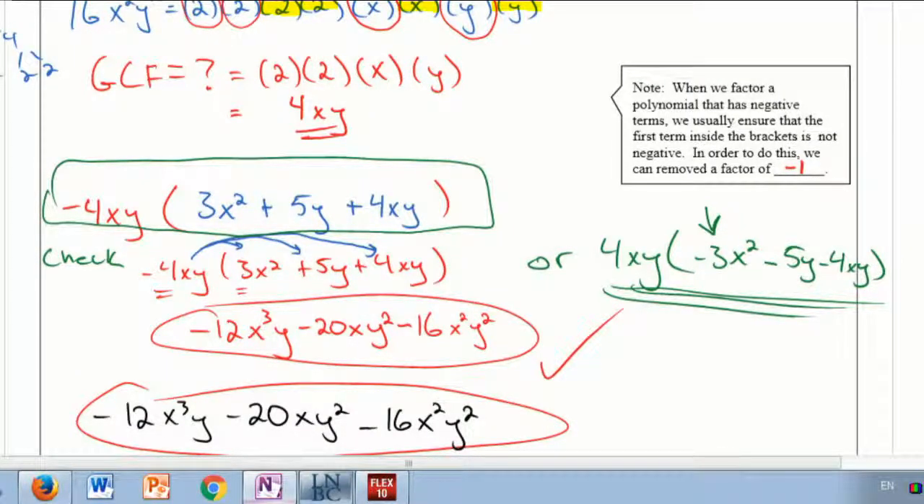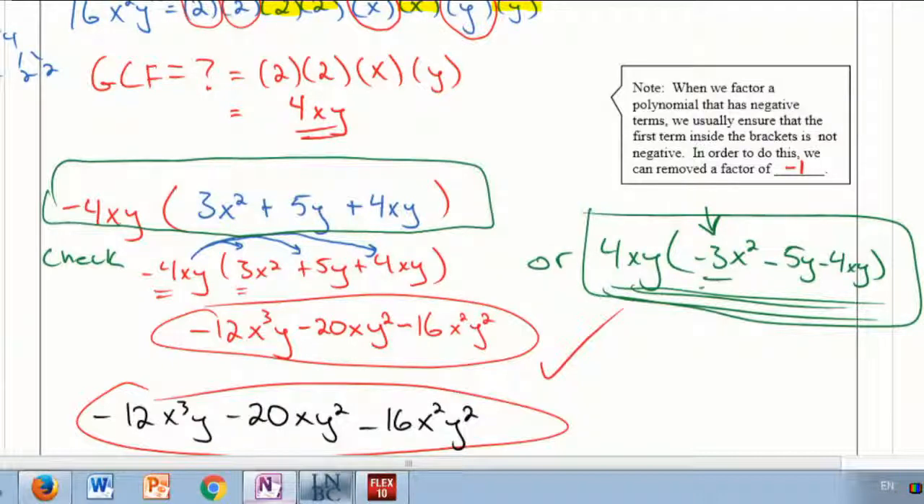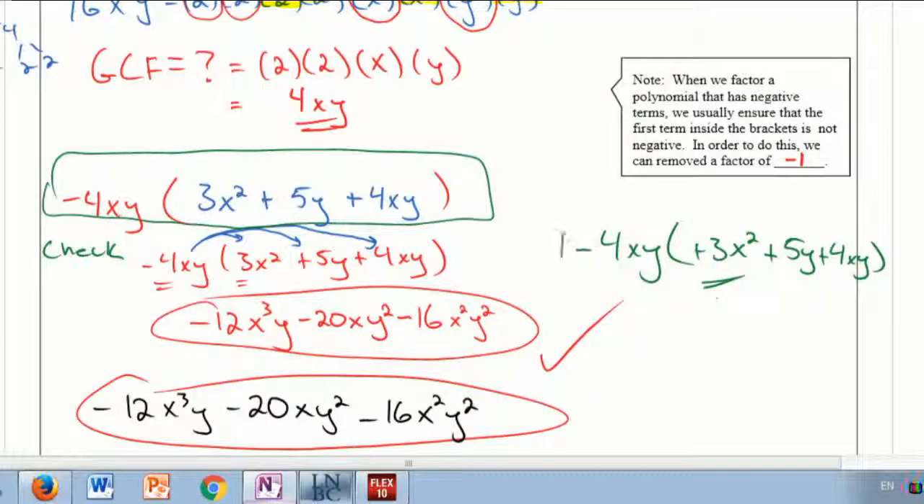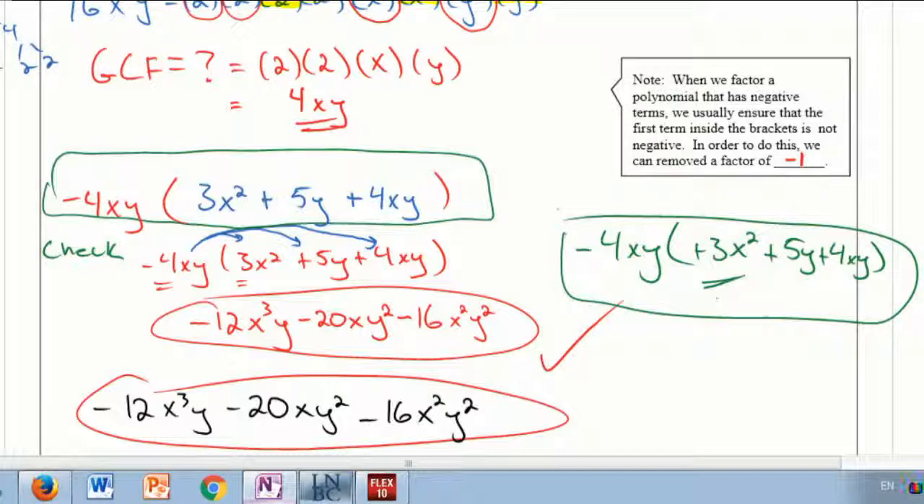But on a multiple choice test, like the provincial exam, you're not going to see an answer that looks like this guy, because this first term is almost always written as a positive. So what you need to do is say, all right, if I pulled out a -1, that would change all of these signs. So negative becomes a positive, negative becomes a positive, and a negative becomes a positive. And now your first term is positive. That answer is likely the one that will appear on a test. So that's just the catch, I guess, with these types of questions.